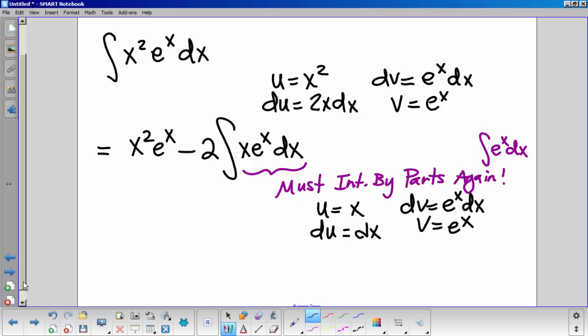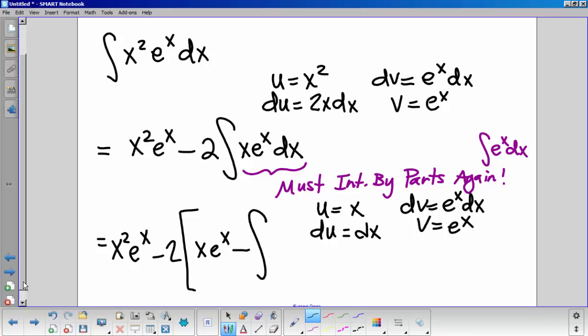All right, so rewriting this, we're going to say this is x squared e to the x minus 2 times, and I'm going to put a big bracket here because now I'm going to do this integral, uv minus the integral of v du. Okay, so we get then x e to the x minus the integral of e to the x dx. Now, why are we relieved to see that? It's just e to the x. We don't have to use integration by parts or use substitution or anything to integrate that one.